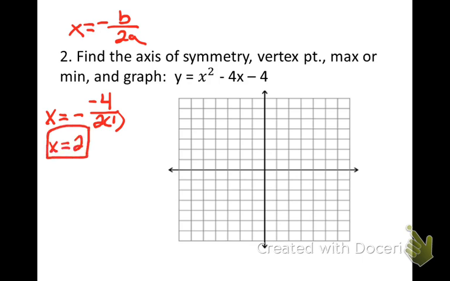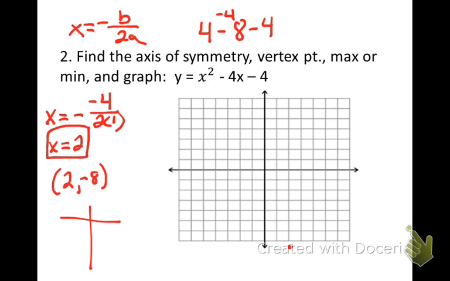So that's one of my answers, so I'm going to box it in. To find my vertex point, I'm going to put a 2 in here and do the math. So 2 squared would be 4. Minus 4 times 2 would be 8, minus 4, so 4 minus 8 is negative 4, and then negative 4 minus 4 would be negative 8. So my vertex point is going to be 2, negative 8. I'm going to graph that. 2, negative 8, 1, 2, 3, 4, 5, 6, 7. So right off the graph it goes. So about there.